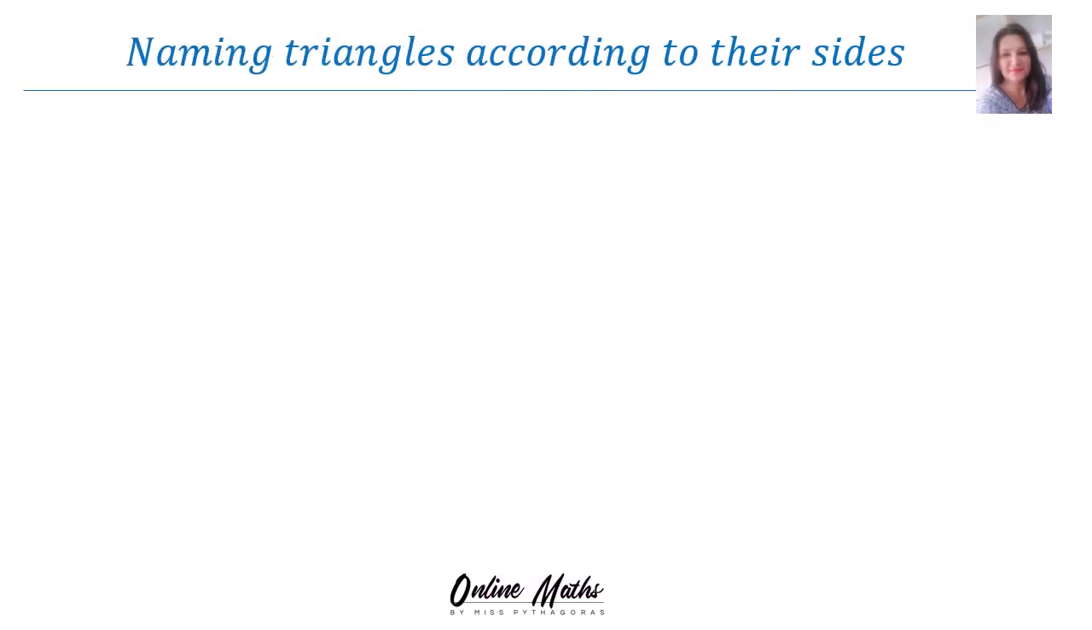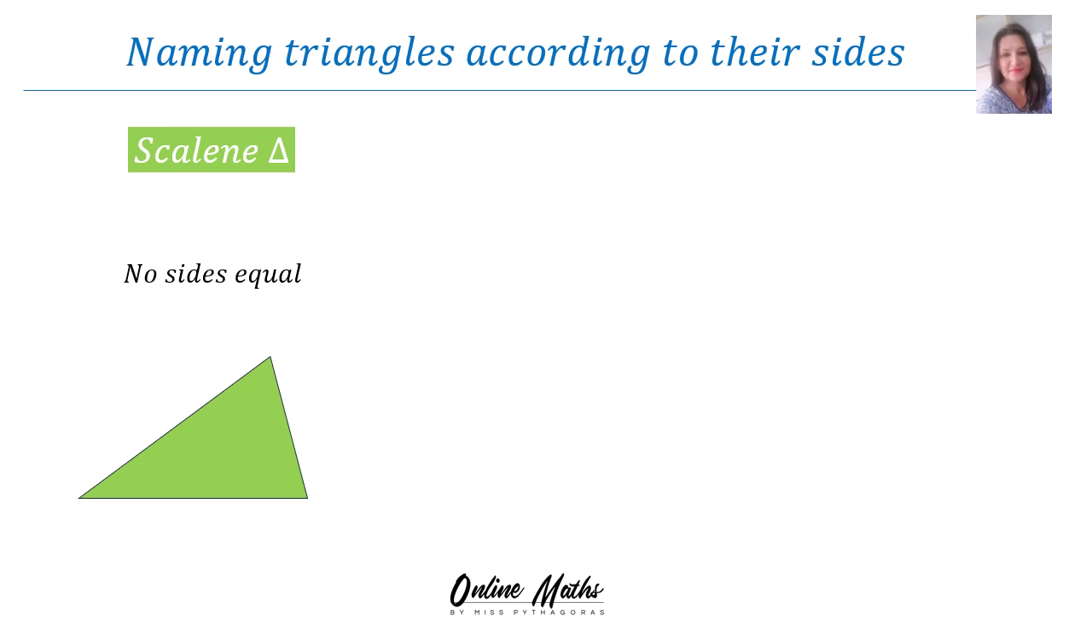Now the first thing is we will be naming triangles according to their sides. The first triangle is a scalene triangle, and there no sides are equal. So you get this triangle, and the little stripes on the sides mean that the three sides are different, so no sides equal, a scalene triangle.